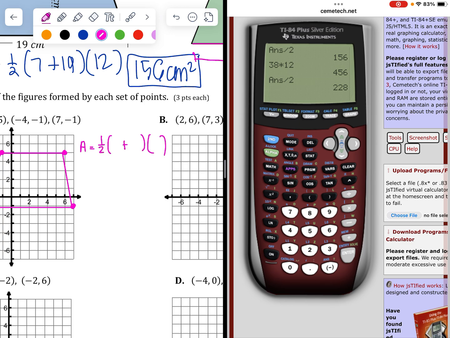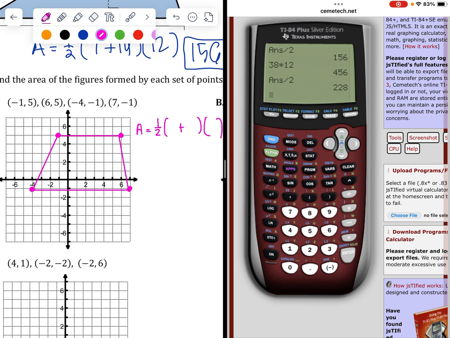times the height. So I need the bases. Remember, the bases are my parallel sides of my quadrilateral. So this and this are my bases, base 1 and base 2. It doesn't matter which one's which, but I'm going to count how long those are, how many units. So I have 1, 2, 3, 4, 5, 6, 7. So one of my bases is 7. And then this one is 1, 2, 3, 4, 5, 6, 7, 8, 9, 10, 11. This one's 11.